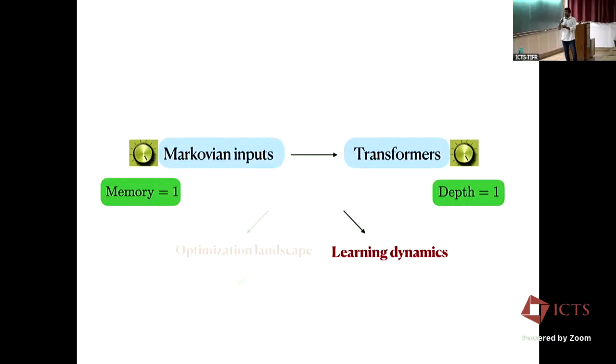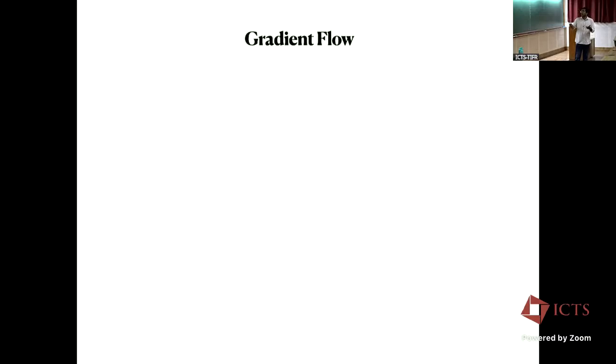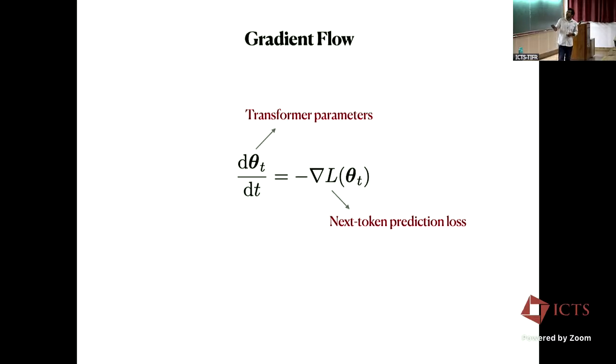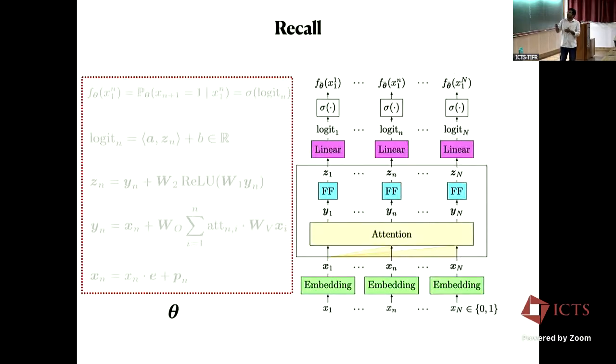Okay, to look at dynamics, we specifically focus on the gradient flow. Just a quick recap: what is gradient flow? The time derivative of your parameters is the negative gradient of your loss. Here theta_t denotes the set of all transformer parameters at time t, and L is the same next token prediction loss that we saw before. If you recall, theta denotes the entire set of parameters: embeddings, positional embeddings, matrices, everything. If you were to do gradient flow for this entire set, it's almost impossible because it's too complicated.